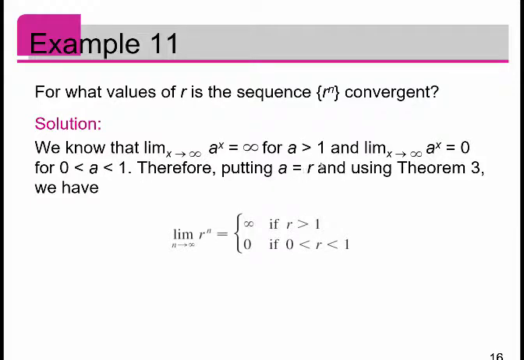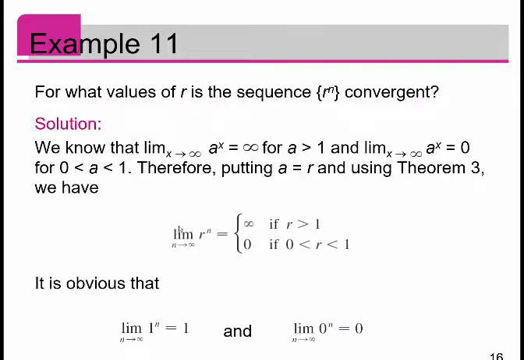Therefore, putting a equal to r and using that theorem, we have the limit as n goes to infinity of r to the n. Obviously, it's just going to shoot to infinity if r is greater than 1, and it's going to shoot to 0 if r is between 0 and 1. We knew that just by thinking of the function in general, a to the x power, and relating that back to sequences. So it's obvious that the limit as n goes to infinity of 1 to the n is equal to 1, and the limit as n goes to infinity of 0 to the n is equal to 0.